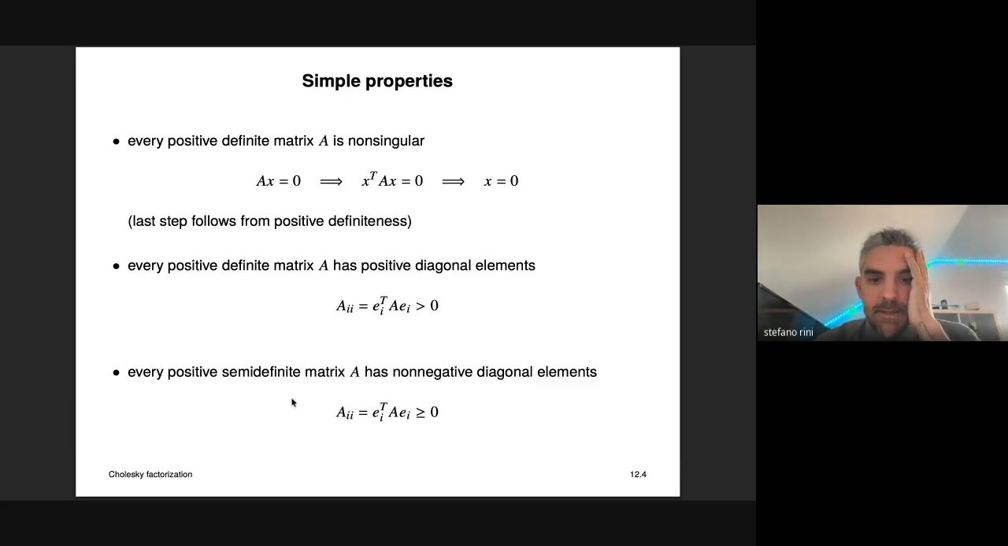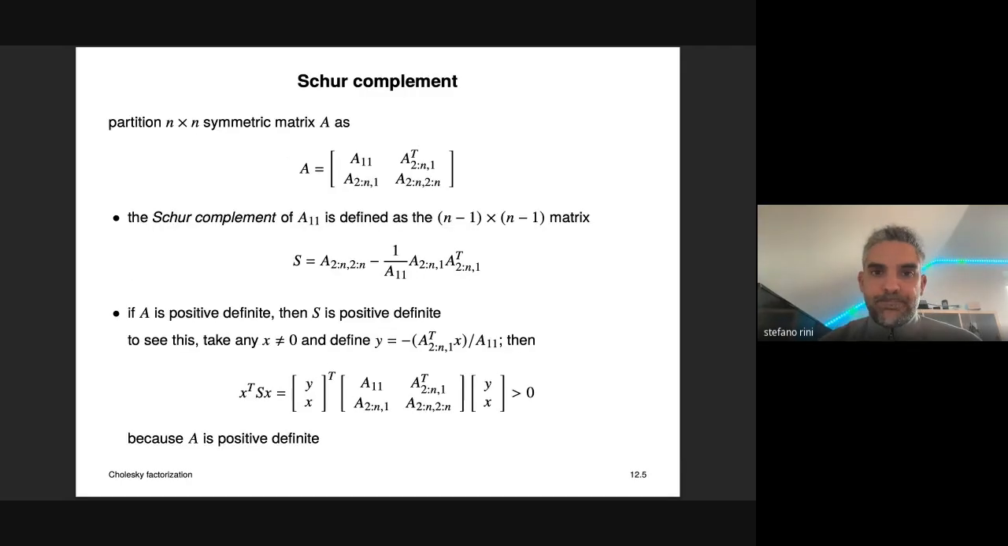And every positive semi-definite matrix has non-negative diagonal elements. So if we want to have positive definiteness, then the elements must be greater than 0. If we just want positive semi-definiteness, then they have to be greater than or equal to 0. A little bit of repetition here, but you understand the difference between semi-definite and definite. Very good.